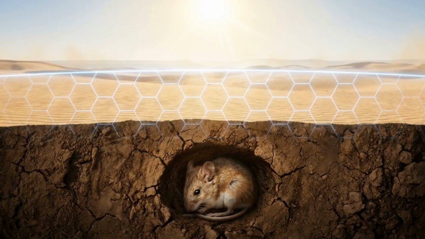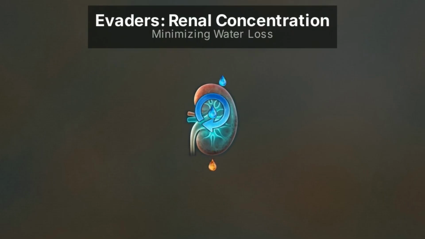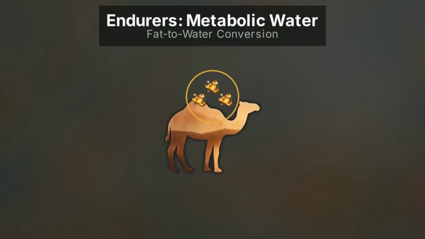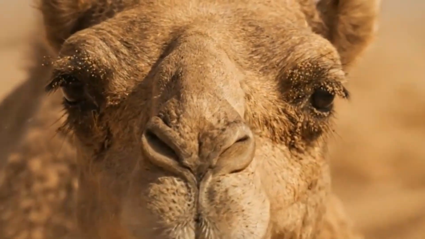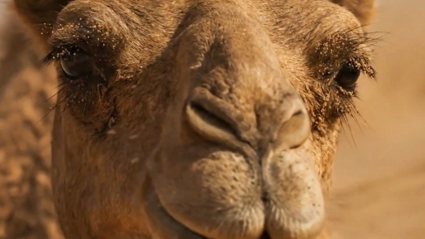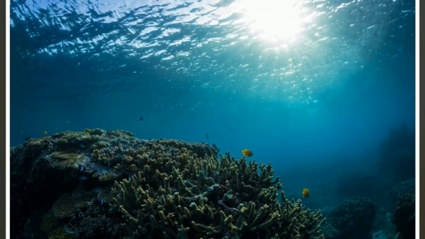Evaders, like small rodents, avoid extreme temperatures behaviorally by hiding in burrows during the day. Physically, they minimize water loss by excreting highly hyperosmotic, concentrated urine. Endurers, on the other hand, are large ungulates like camels that cannot easily hide from the sun. They rely on localized fat storage and extreme internal temperature tolerance, metabolizing that fat into highly efficient, usable water to survive without shelter. When macroclimates are pushed to their absolute limits, long-term survival requires slow, generational, and highly rigid genetic adaptations.